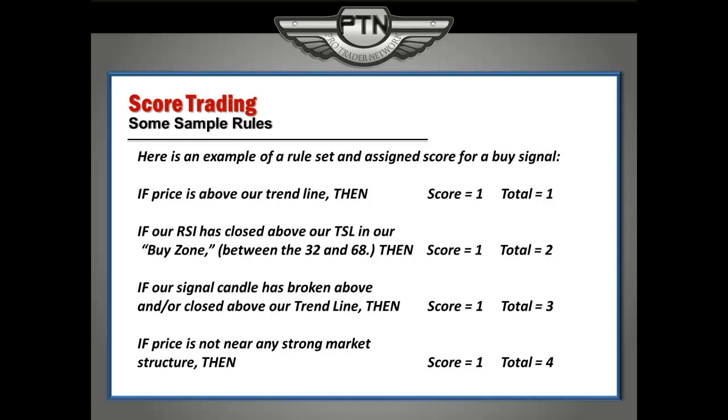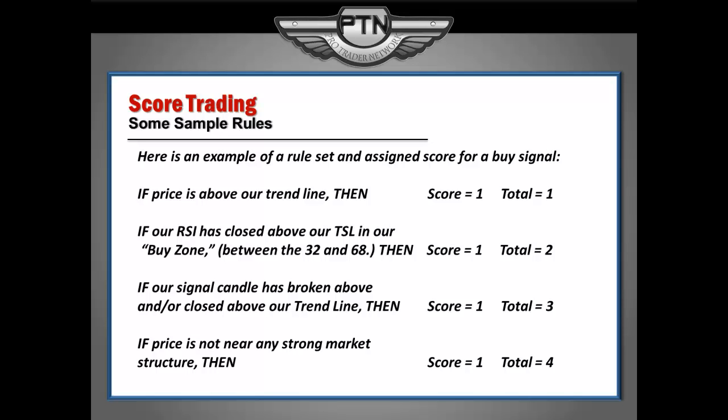All right, traders, in this example we have a simple rule set, and we're going to run through these rules to assign a score to create a valid buy signal. And we're going to use our if-then conditional thought process. So for rule number 1, we're going to say if price is above our trend line, then we score that rule a 1, and so far our total is a 1. If our RSI has closed above our trade signal line in our buy zone, which is between the 32 and the 68, then we assign a score of 1 to that rule, and because rule number 1 has been met and now rule number 2 has been met, we have a total of 2.